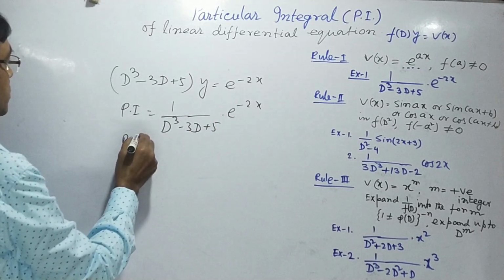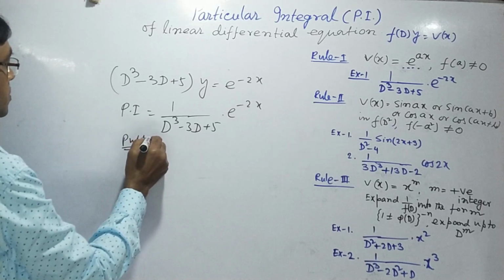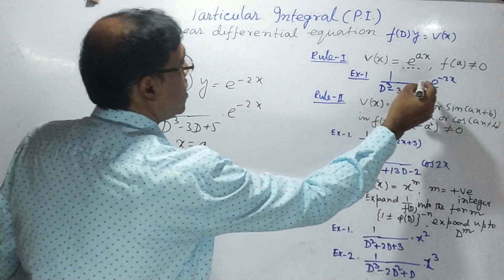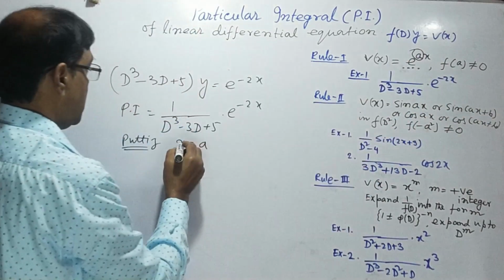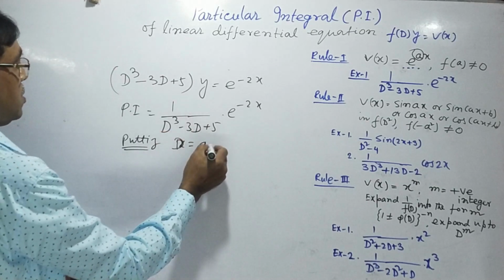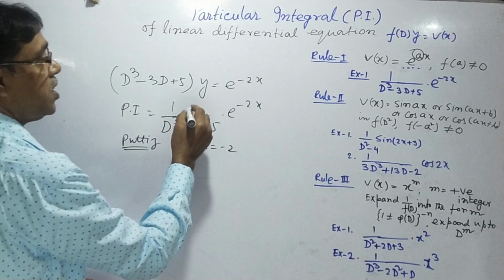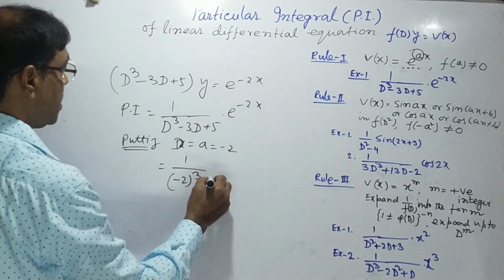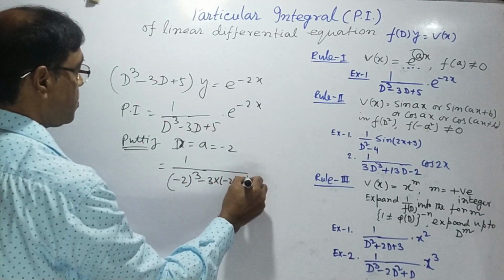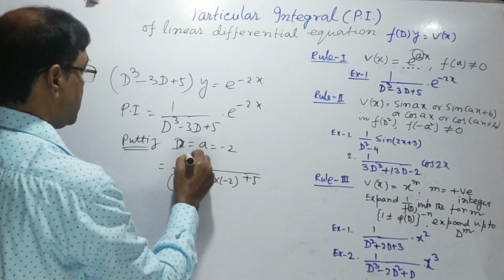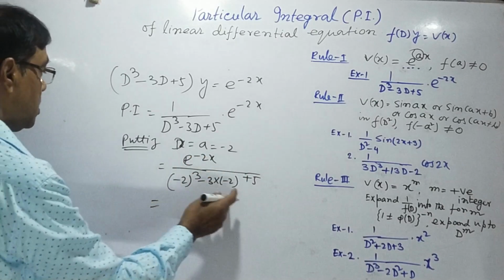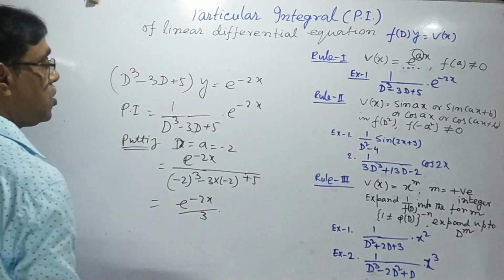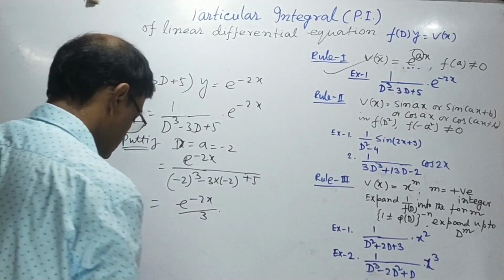Now putting D equals a, that is, f of D equals f of a, that is minus 2, then we can easily find PI equals 1 by minus 2 cube minus 3 into minus 2 plus 5, e to the power minus 2x. This will be the result, e to the power minus 2x by 3. Now rule 1 is completed.